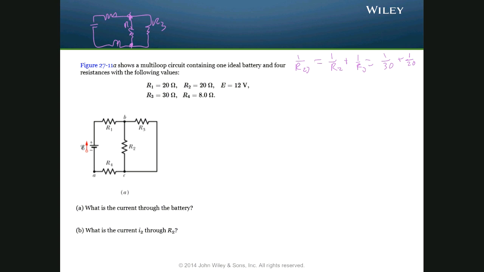Figure that one out for yourself, but then once you figure it out, you have to flip it. So I would do the arithmetic first and then flip, because you don't want to make the mistake and flip it and think it's 30 plus 20. That's not true. So let's see, 1 over 30.